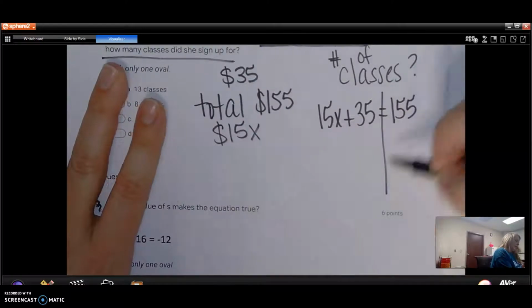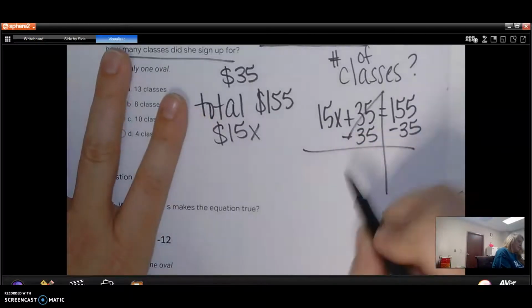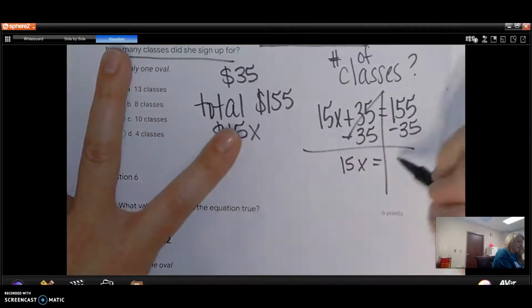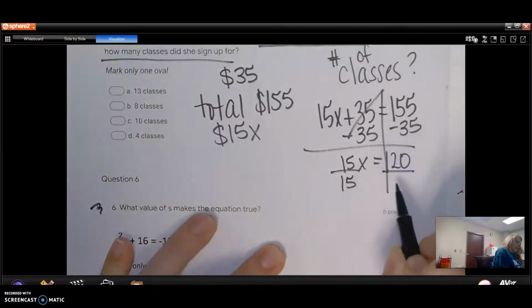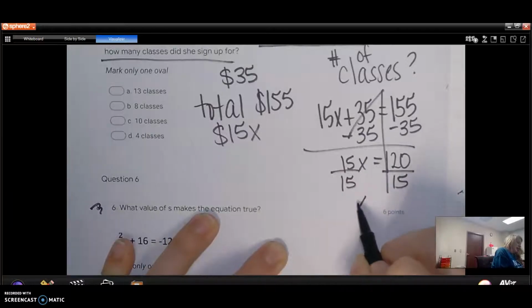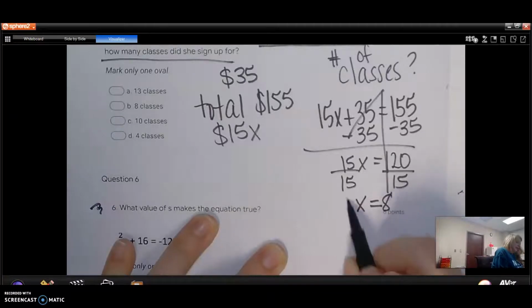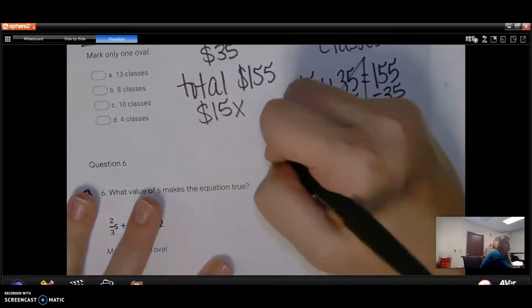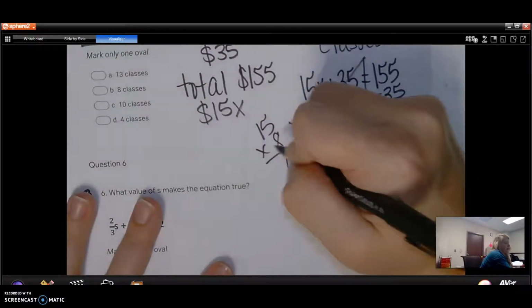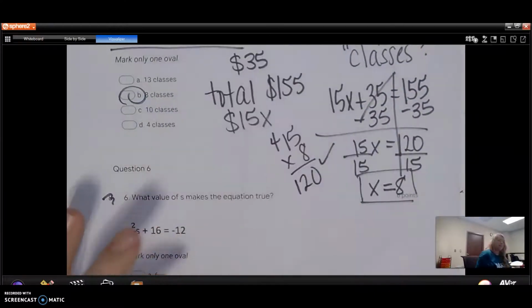Okay, then I'm going to solve. 35 is my constant, so I'm going to subtract 35 from both sides. I would have 15x is equal to 120. I'm going to divide each side by 15. And x would be equal to 8. She can afford 8 classes because 120 divided by 15 is 8. And I can check that by saying 15 times 8 is 120. So she could pay for 8 classes, B.